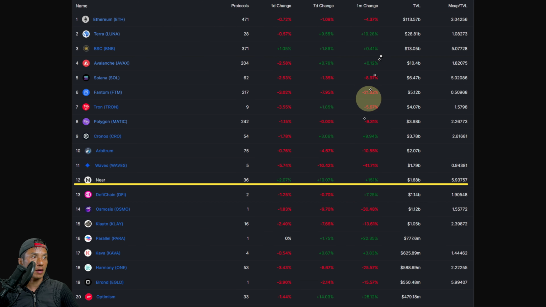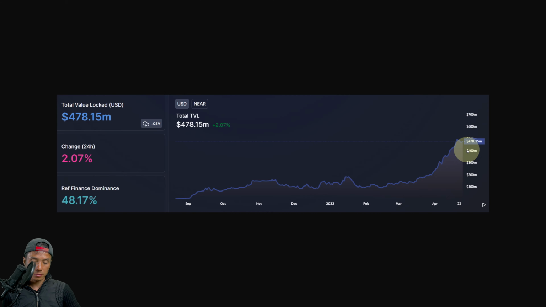One of the two that are positive on this top 20. Binance Smart Chain, BSC, is the other one that's green across the board. Total value locked is currently at $1.68 billion. And market cap to TVL, where the lower ratio is better, is at 5.93, and this got better. It was higher and it got lower, which is good.